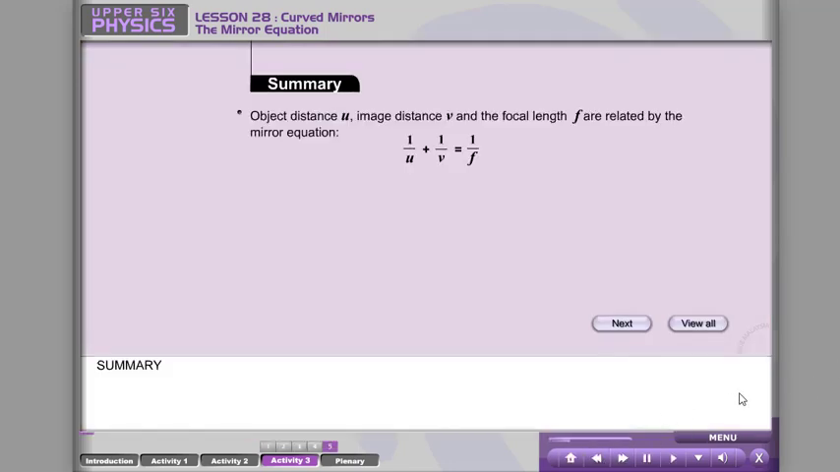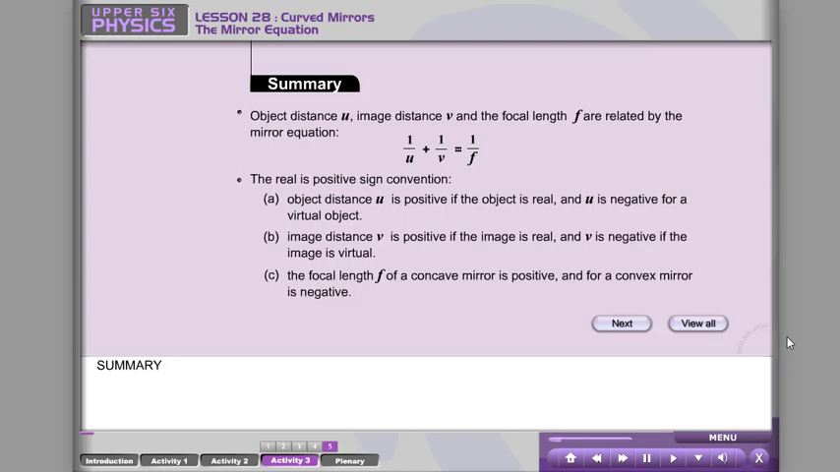Summary. Object distance u, image distance v, and the focal length f are related by the mirror equation: 1 over u plus 1 over v equals 1 over f. The real is positive sign convention.